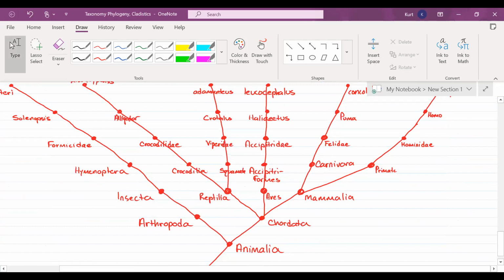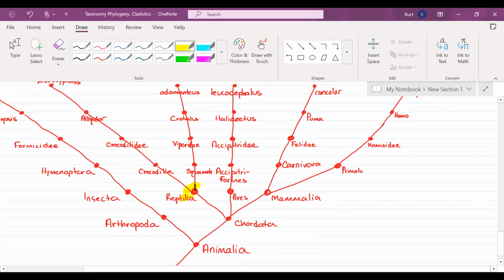Hey, real quick, just by looking at this, how many total common ancestors are there here? Four. Which color is the oldest one? Green one. All right. See you Tuesday.